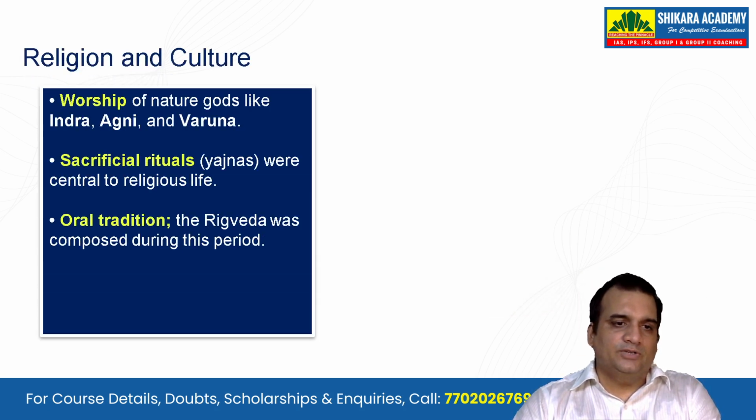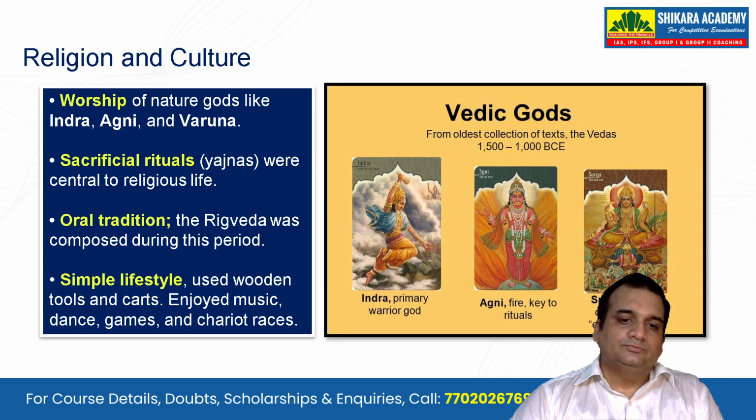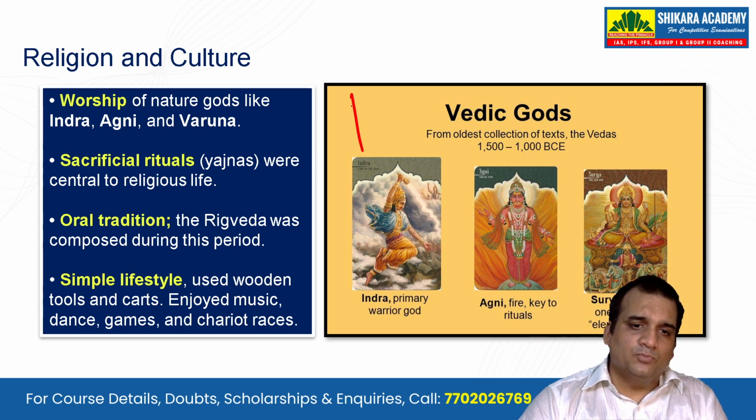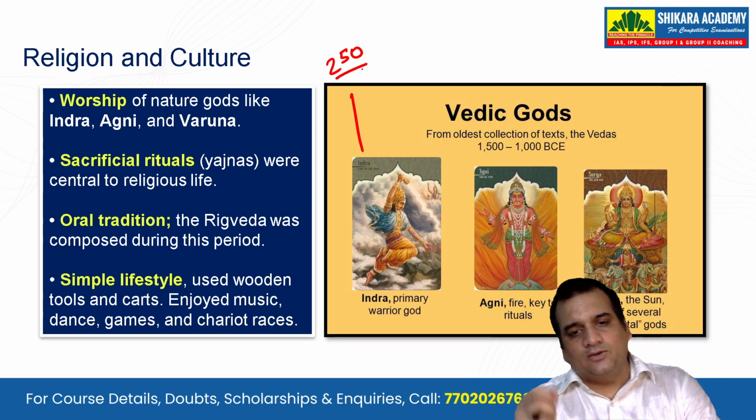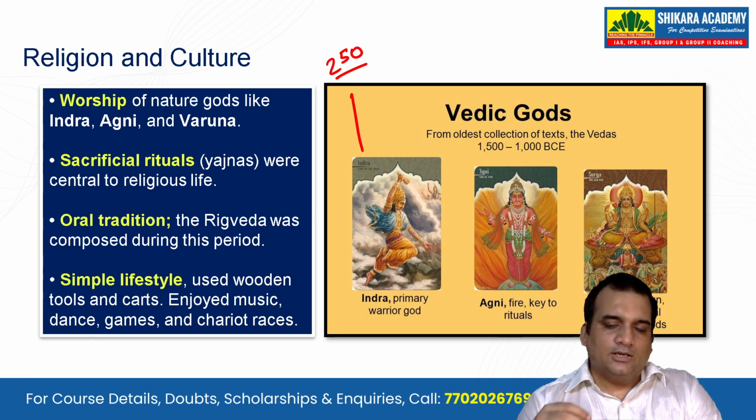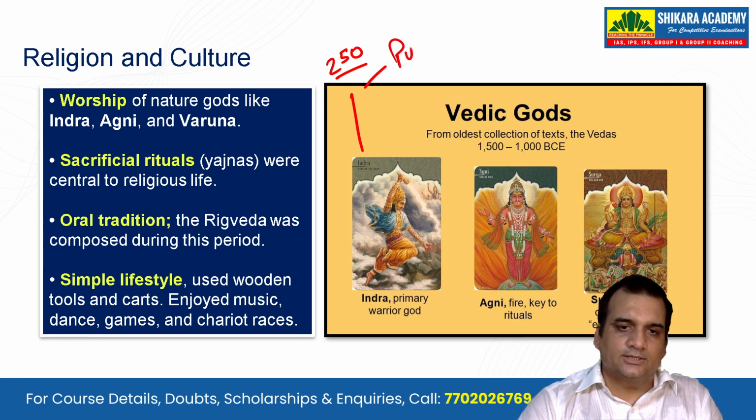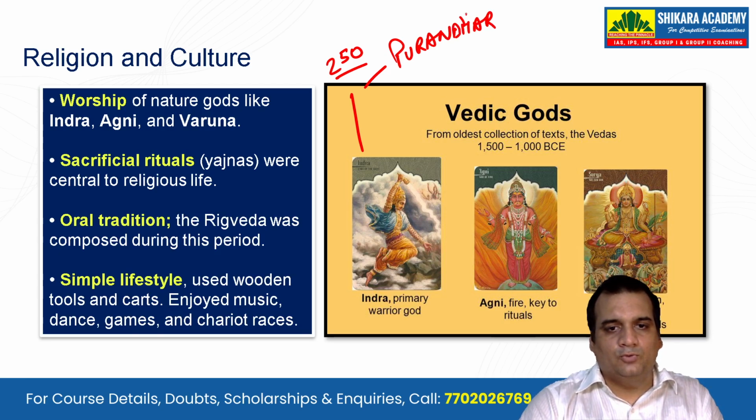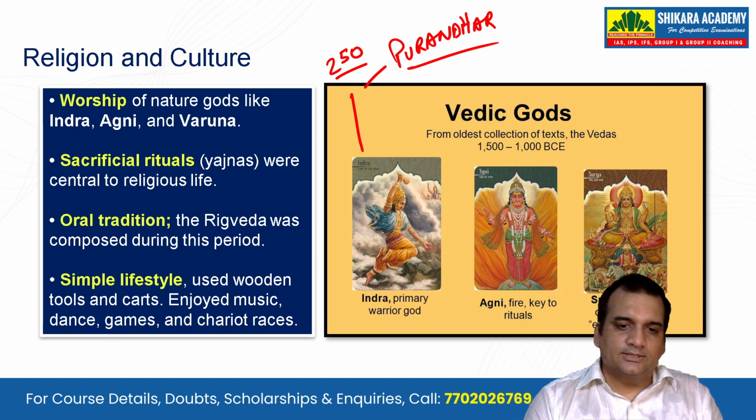Religion and culture: worship of nature gods like Indra, Agni and Varuna was there. Indra is mentioned most of the time, about 250 times. And who was Indra? Indra was the warrior god, the god of storm and rain. Okay, the most powerful at that time, and he was also known as Purandhar. What's the meaning of Purandhar? It means the one who breaks the forts.